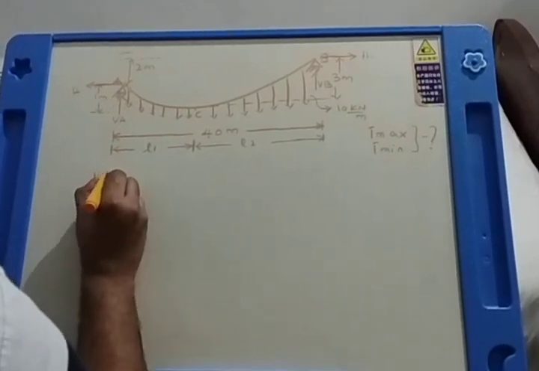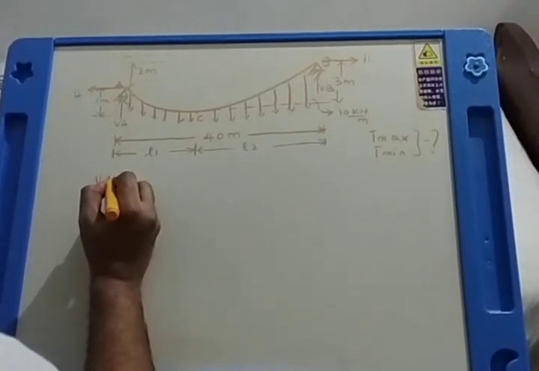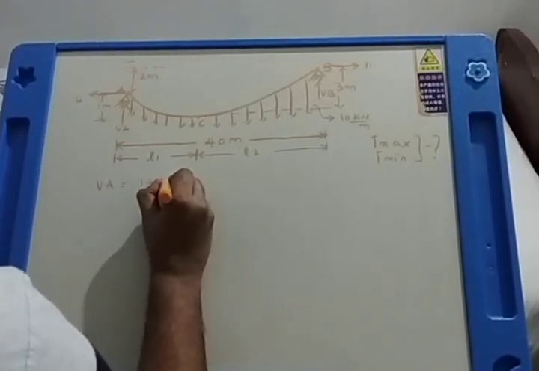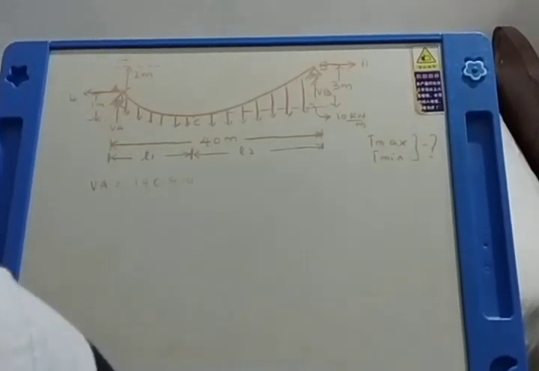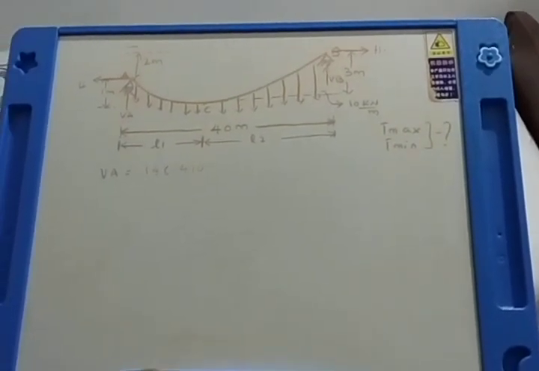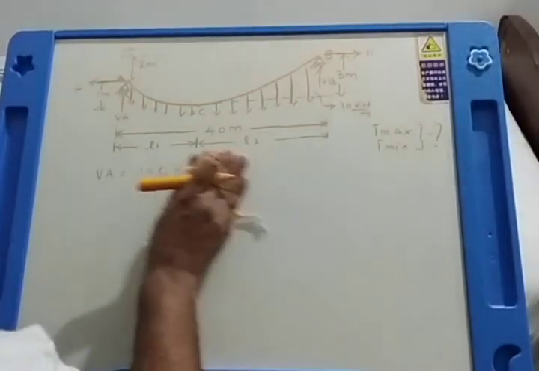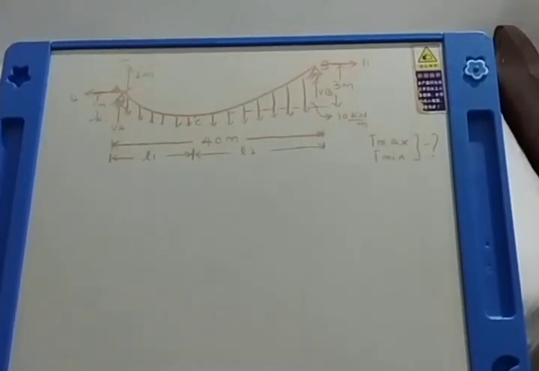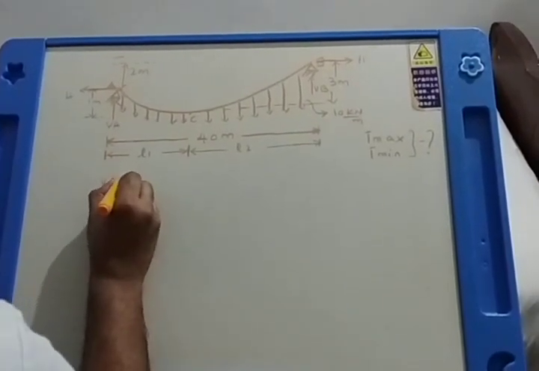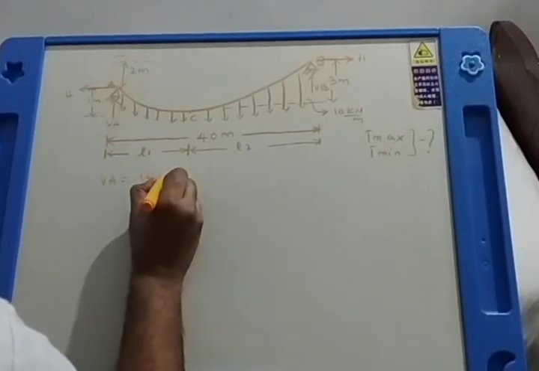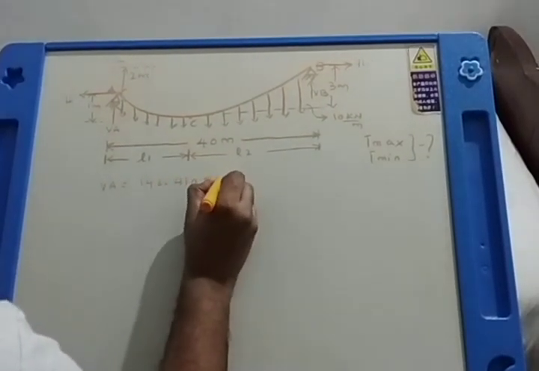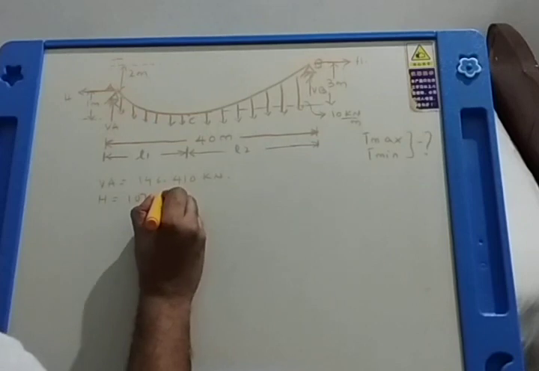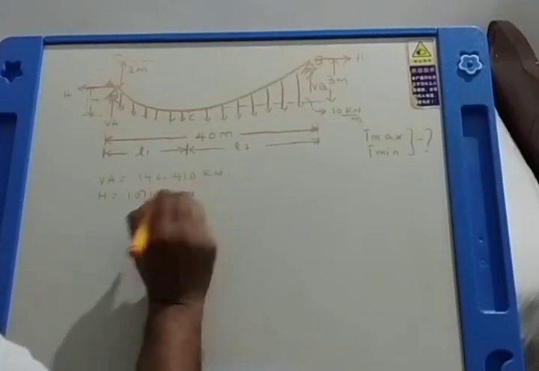VA will be equal to 146.410. I erased this because it was a little wet. I'll make it a little dry so that the writing is very clear. So VA will be equal to 146.410 kilonewton and H will be equal to 1071.80 kilonewton. So we found out VA and H.